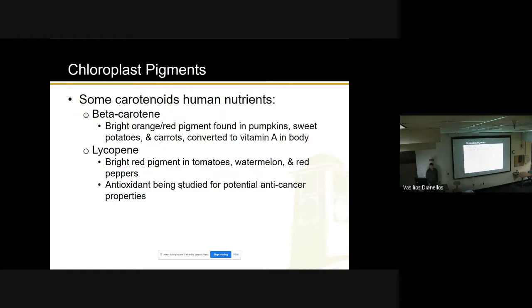All right. Some carotenoids are human nutrients, and you're probably familiar with them. Beta carotene, right? That's why pumpkins are orange, because there's carotenoids in them. That's why carrots are orange.